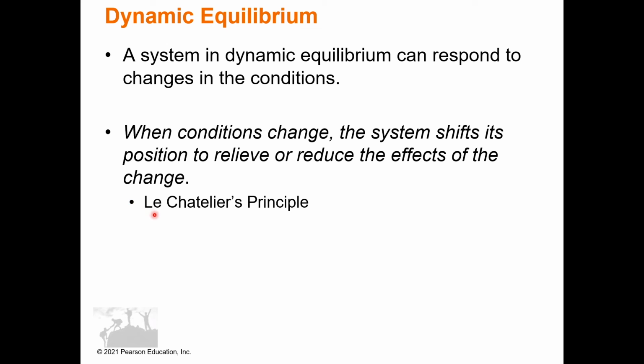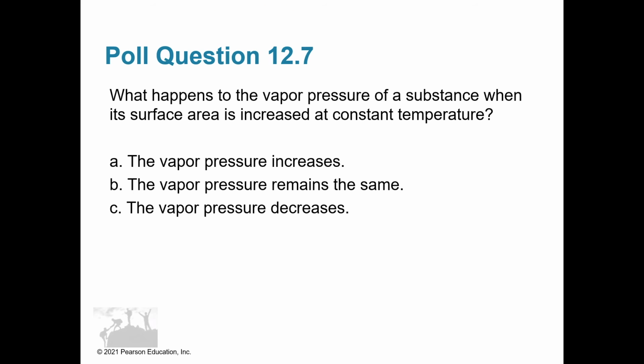In a later chapter, you're going to take a closer look at this concept, Le Chatelier's principle. And that's basically what we just saw in changes in dynamic equilibrium. The system is going to change so that it would reduce the effects of that change. Let's check for understanding. What happens to the vapor pressure of a substance when its surface area is increased at constant temperature? So pause the video, read your answer choices very carefully, and when you're ready for the answer, click play.